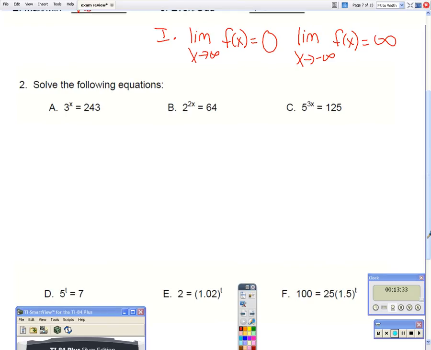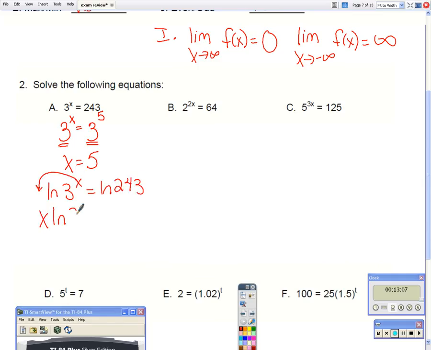There's a few different ways you can solve 2a. The first is if we make 243 a base of 3, that's 3 to the 5th. Because each of these bases are now equal, x equals 5. Another way you could do that is to ln both sides, because that brings that exponent down to the front. Divide both sides by the ln of 3, and we'll get 5 as our answer with the calculator.